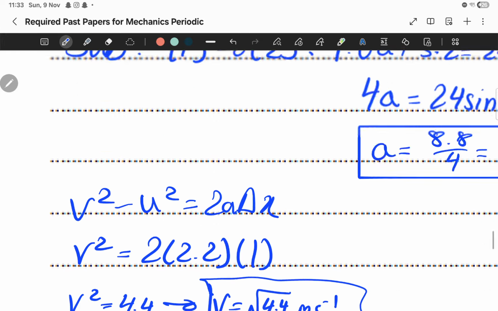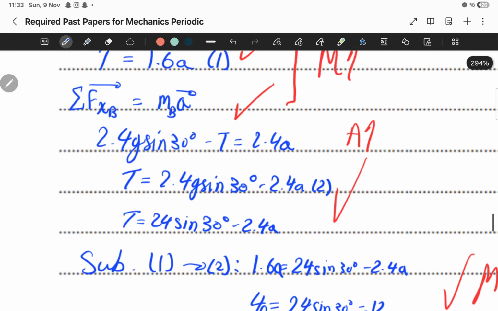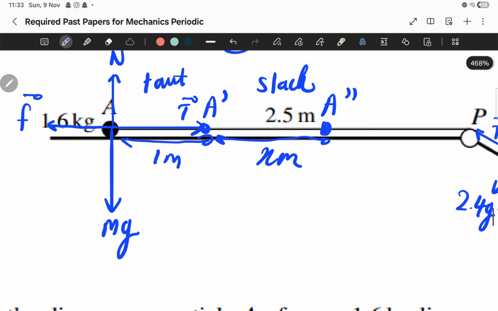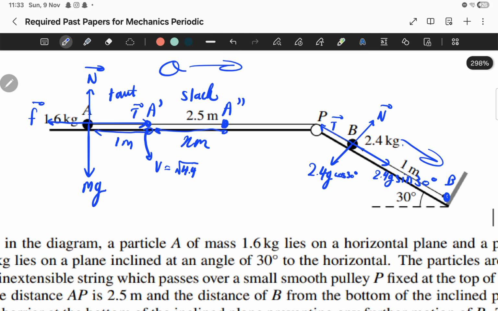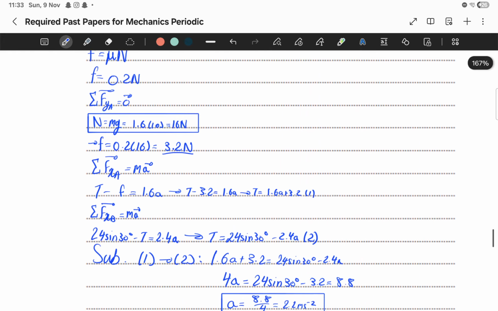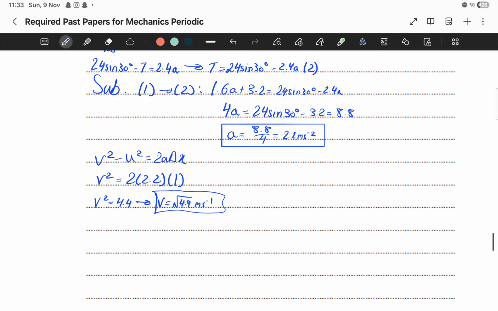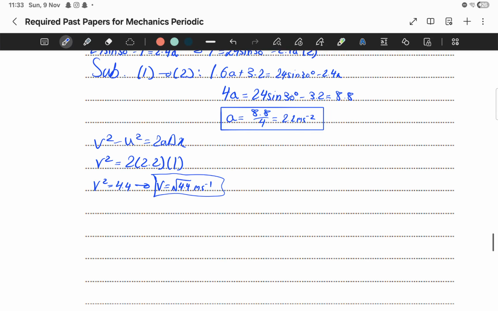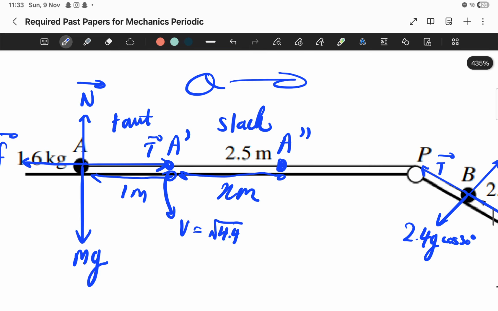So what are we going to write here? At this point V is equal to the square root of 4.4. Now we have the interval between A prime and A prime prime, right? It traveled x meters. We don't know what this x is. So what do we do for this one? Similar concept. Obviously here is where it comes to rest, it stops moving at this point, A prime prime.